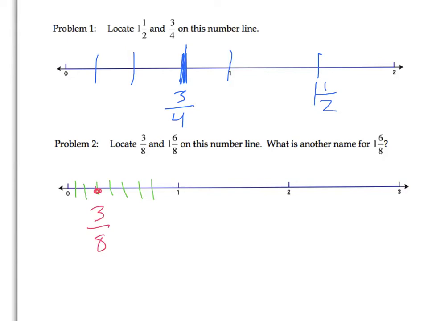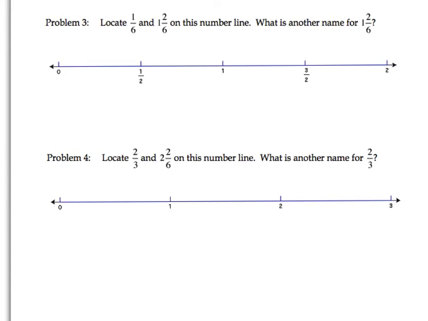Okay, and then it says 1 6/8. So now I'm going over 1, and then I have to go 6 more eighths. So I'm going to divide this one into 8, which I need to draw 7 lines again. 1, 2, 3, 4, 5, 6, 7. Ooh, much better. And 6 of them, 1, 2, 3, 4, 5, 6, would be here. That's 1 6/8. What's another name for 1 6/8? Well, I could simplify that and say it's 1 3/4. We could call it 1.75. There's lots of ways we could multiply and say it's 1 60/80ths, however you want to say that.